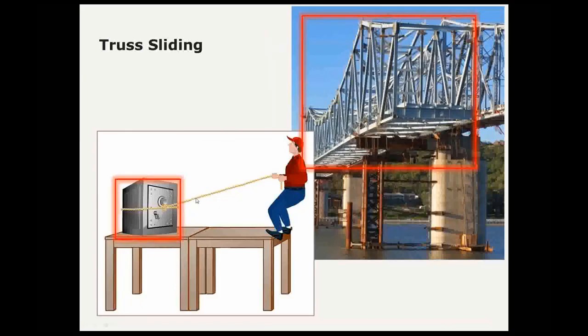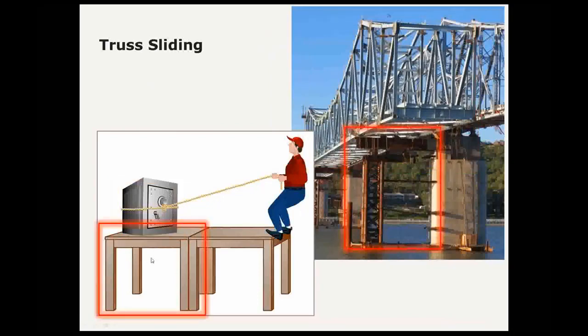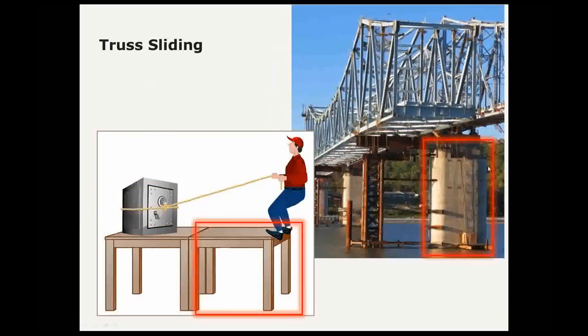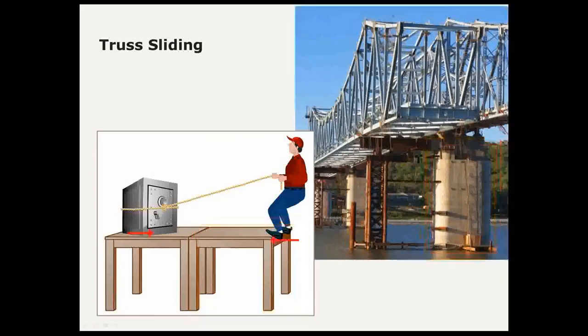If you look at the diagram to the left, the safe in this diagram represents the truss. So it's sitting on this left table, which represents the temporary pier, and the right table represents the permanent pier. And this guy represents the strand jack. So when the slide occurs, he's going to pull on the rope, his feet are going to push on the table. The safe is going to push back with friction against this other table.